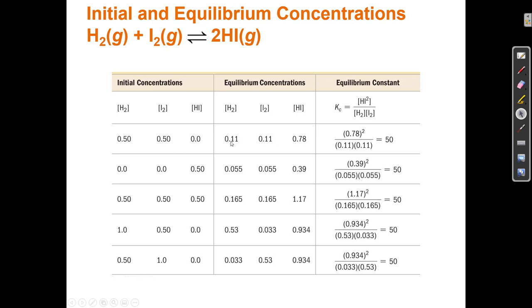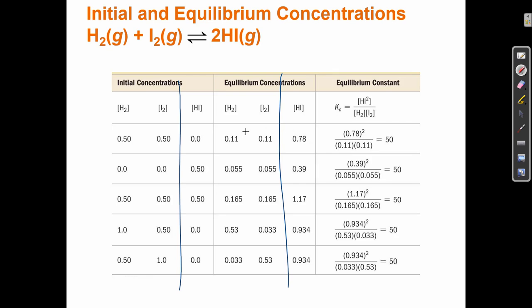I started with 0.5 and now I have 0.11, so some of my reactant was lost. And I started with zero product. Let's separate reactants and products here. I started with zero product and now I have 0.78 product. I gained some, right? Lost some reactant, gained some product.